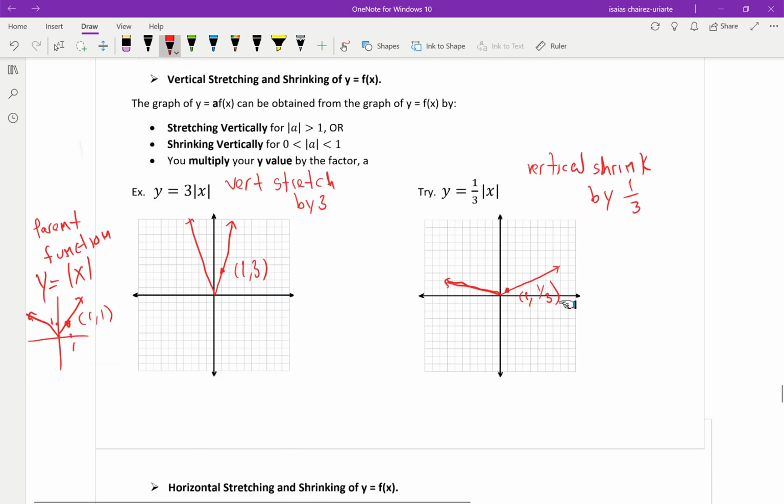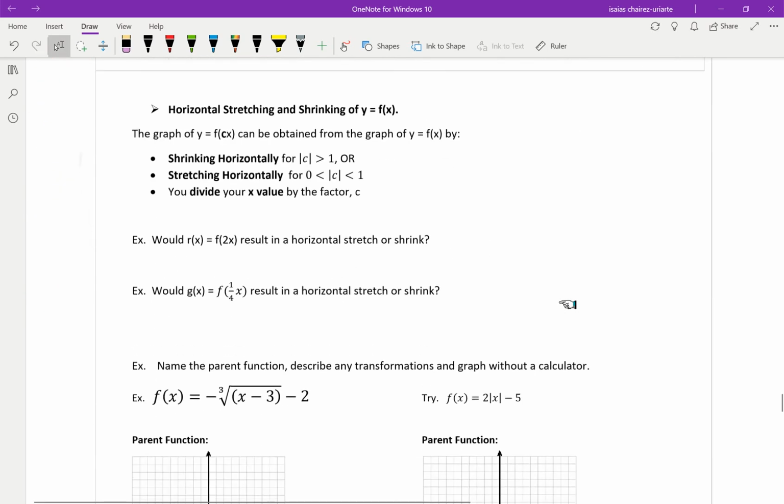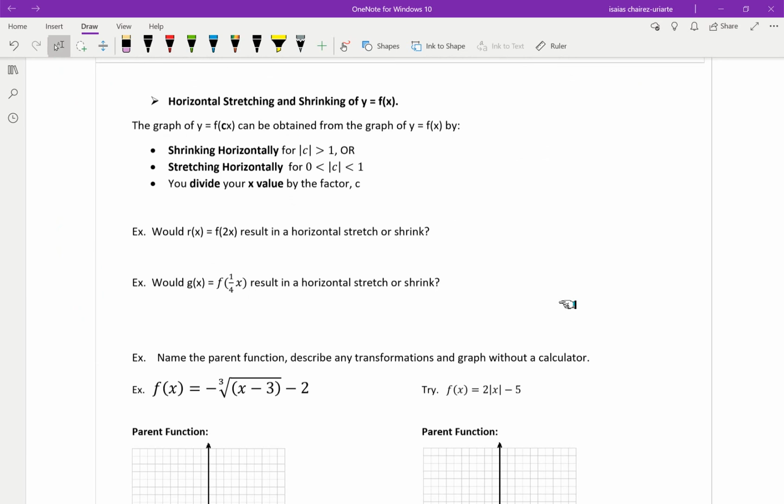Okay, let's talk about horizontal stretching and shrinking. Horizontal stretching and shrinking is a little tricky, so be careful with this one. If you have a number that's inside of your function, and that number happens to be less than 1, then you're actually stretching. The reason we talk about the absolute value is because let's ignore the sign for a second. If it happens to be negative, then I'm dealing with a reflection on the y-axis as well. But if I ignore its sign and I just look at the number, if the number is less than 1, then I'm stretching the graph horizontally. If the number is bigger than 1, then I'm shrinking the graph horizontally.